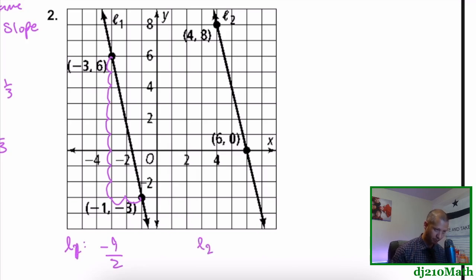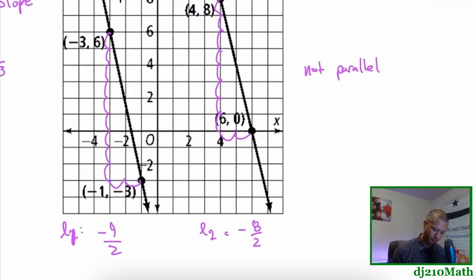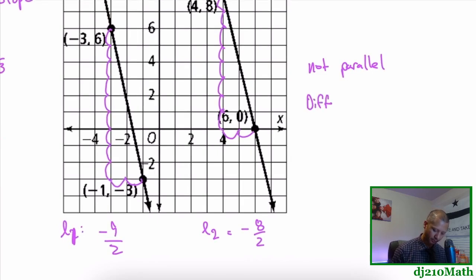Now we're doing L2. This is going to be down 1, 2, 3, 4, 5, 6, 7, 8, and then to the right, 1, 2. So down 8 and over 2. Here, they are not parallel, because the numbers are different, right? -9 over 2 is different from -8 over 2. Different slopes. Right, not the same slopes.